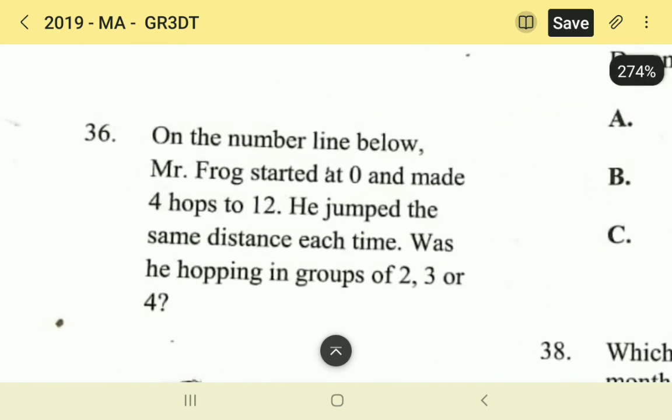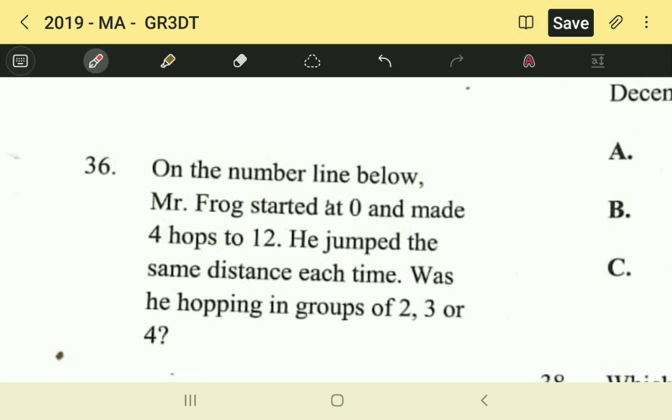On the number line below, Mr. Frog started at 0 and made 4 hops to 12. So 4 hops to 12. He jumped the same distance each time. So 4 into 12 goes 3 times. He's really doing a 4 by 3 jump. All right. See, he made 4 hops and each jump was the same and he ended at 12. So 4 threes are 12.